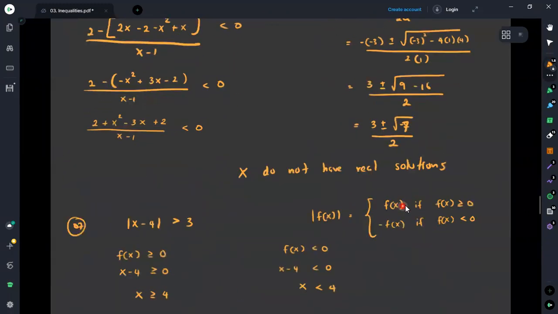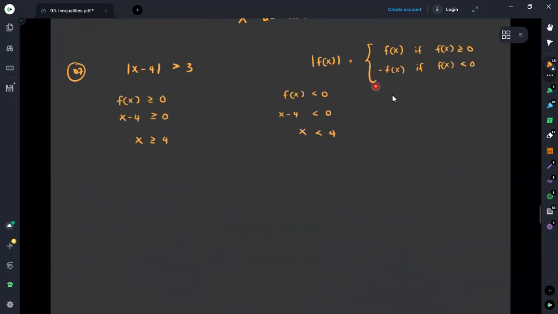Using the concept of the piecewise function, we have first identified the domains of this function. Therefore, the domains of these two pieces are x greater than or equal to 4 and x less than 4.